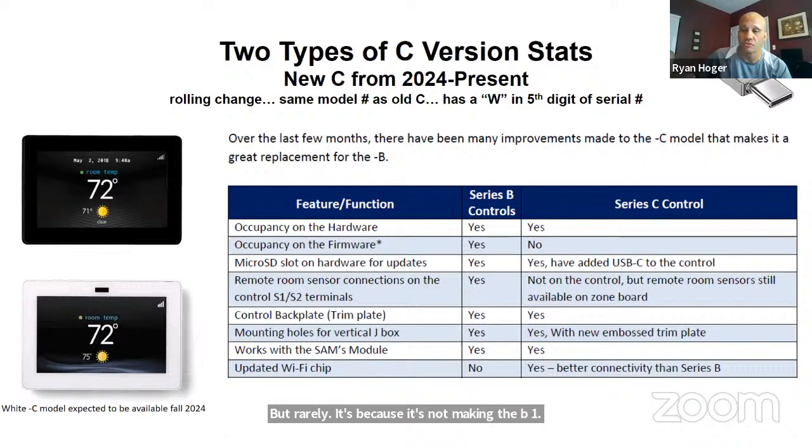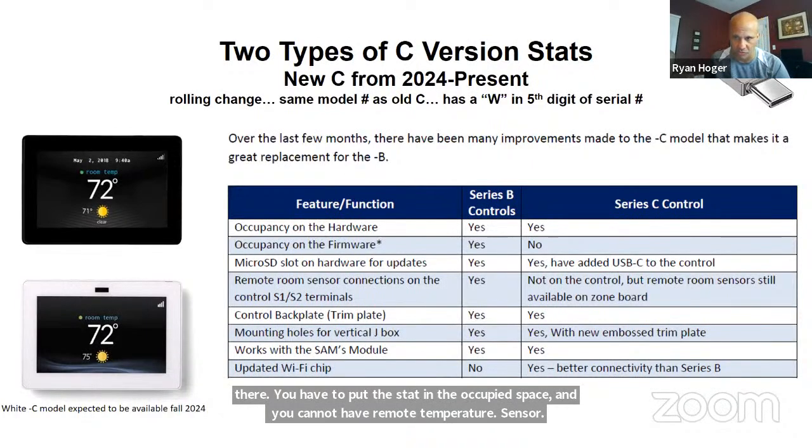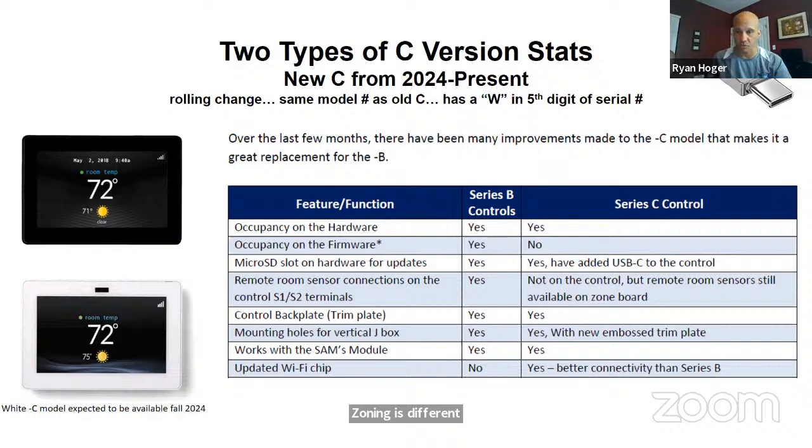The one thing you do need to watch out for is there's still no ability for remote room temperature sensors on there. You have to put the stat in the occupied space, and you cannot have a remote temperature sensor. Zoning is different. Obviously, there's a bunch of remote sensors for zoning, but for a non-zone system, which is the everyday stuff, there are no remote sensors for this new stat.